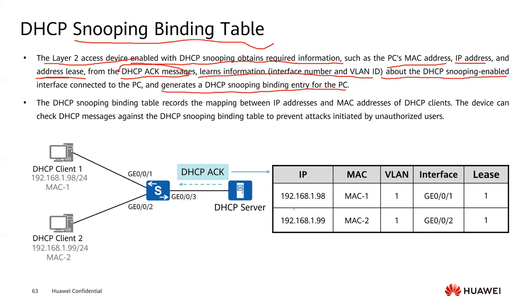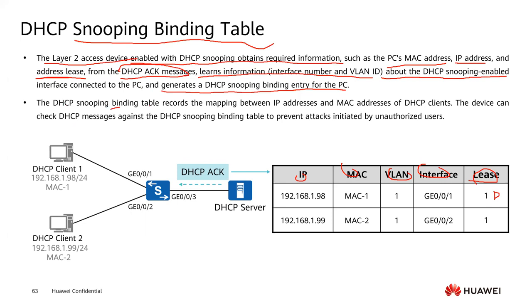It looks like this table: IP, MAC, VLAN, interface, and the lease. I think this lease may be one day. Normally for Windows terminals or a Windows server, if the Windows server functions as the DHCP server, the lease by default should be one day.